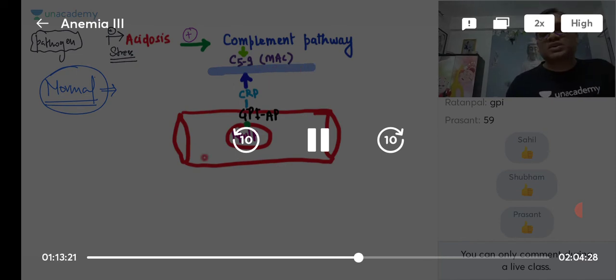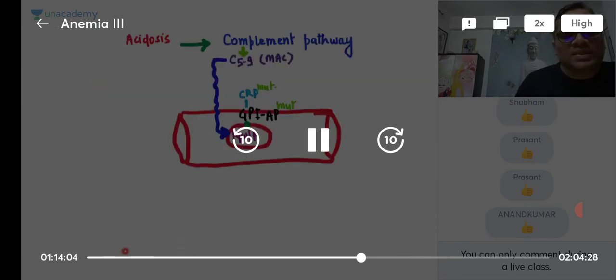Now you understood? That is the function of the complement regulatory protein. They will not allow the membrane attack complex to cause damage. That is the normal individual. Stress, acidosis, complement pathway, membrane attack complex is formed. But under normal conditions, our RBC, WBC, platelet have the anchor protein with the complement regulatory protein, which inactivates the membrane attack complex. That's all. Game over. No problem to the normal individual.